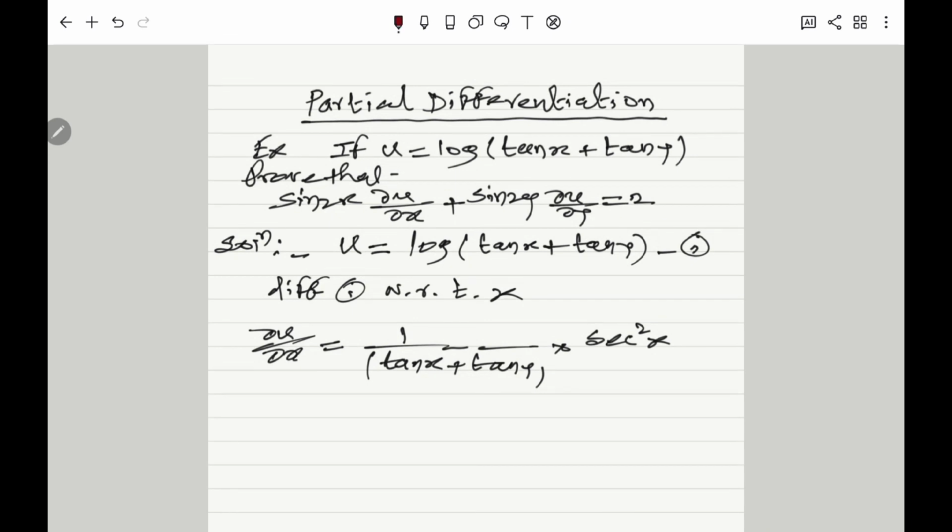Then multiplying by sin 2x on both sides, we get sin 2x into dou u by dou x is equal to sin 2x into secant square x, whole divided by tan x plus tan y.